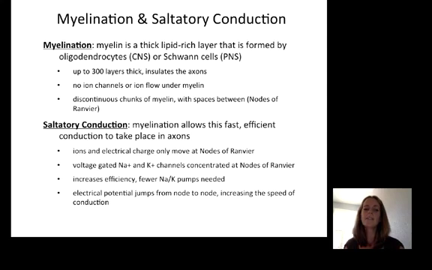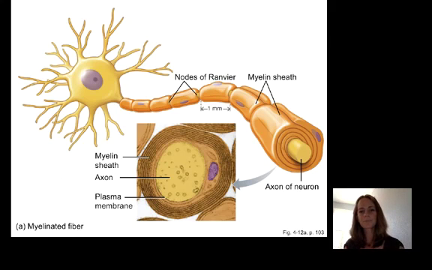We call that saltatory conduction because the ions and the electrical charge only move at these nodes. And the voltage-gated sodium and potassium channels will be concentrated at these nodes, increasing the efficiency, jumping from node to node. And the insulation of the myelin ensures that this saltatory conduction is as fast and efficient as possible. This is a picture of myelin created by a Schwann cell. So here you have the nucleus of the Schwann cell, and then the myelin is wrapped around the axon.